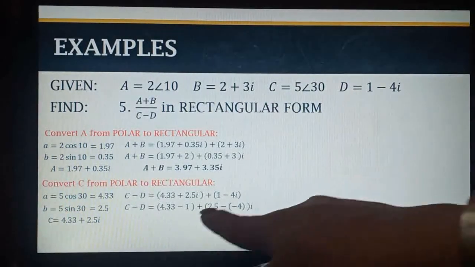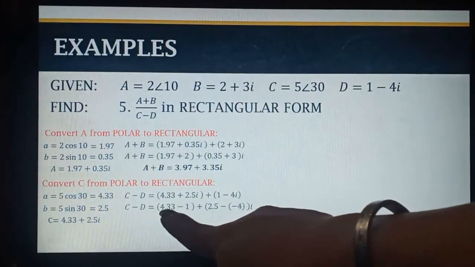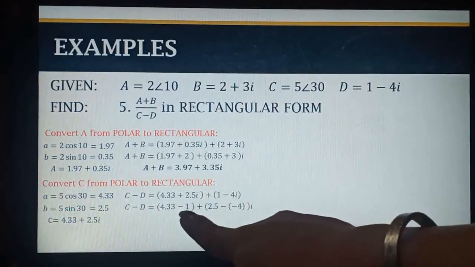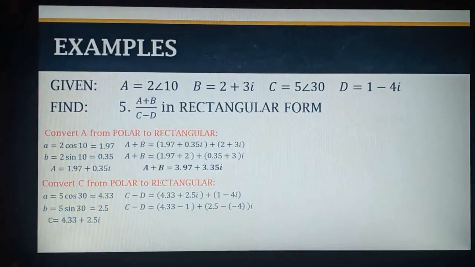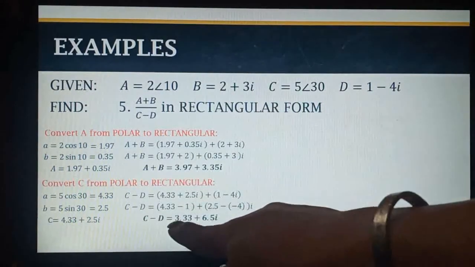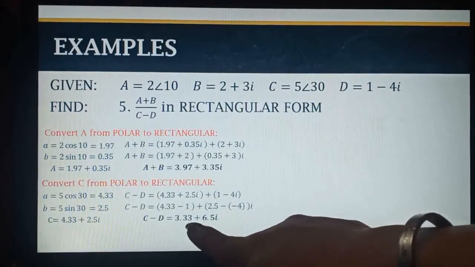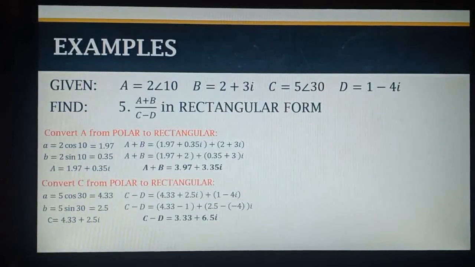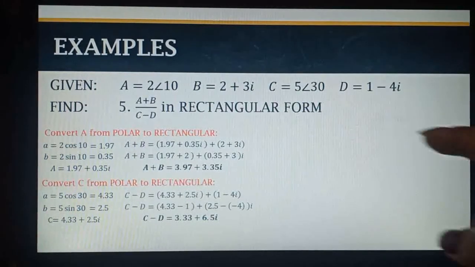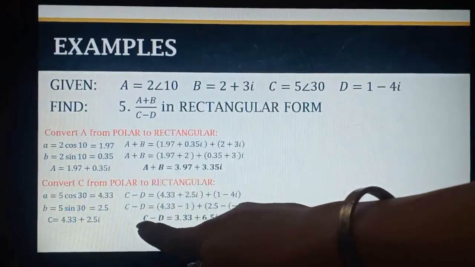So you will have 4.33 minus 1, 2.5 minus negative 4. So you will have C minus D as 3.33 plus 6.5i, and that is your C minus D in rectangular form. All you have to do is to divide your A plus B kay C minus D.